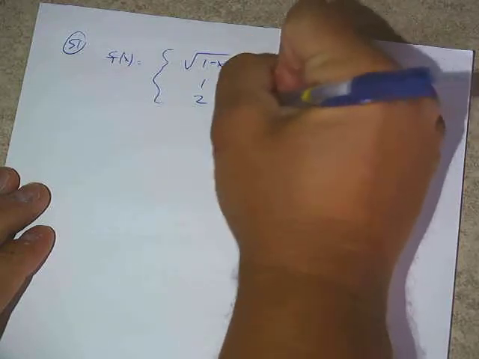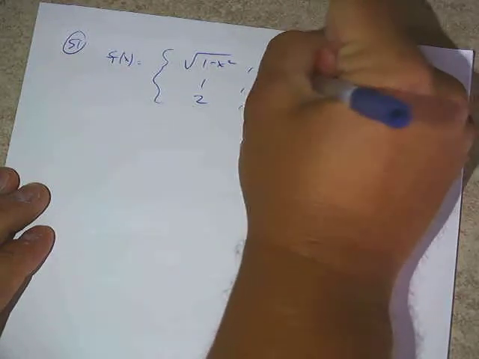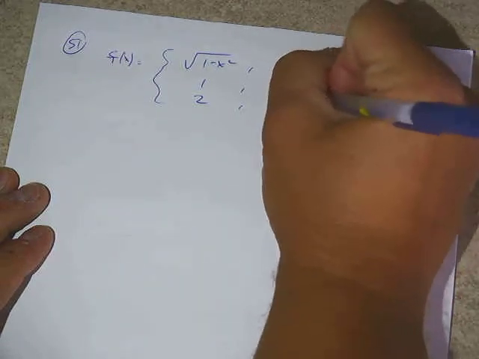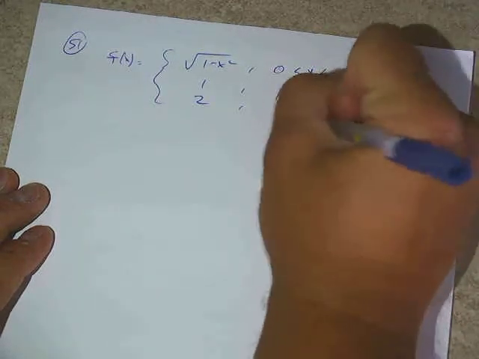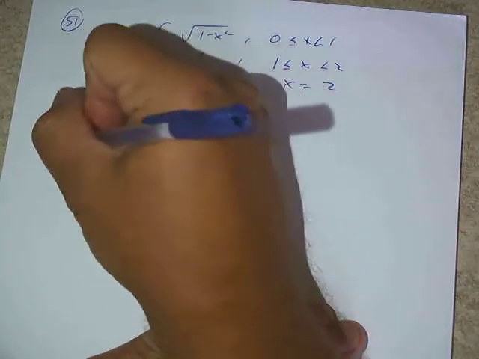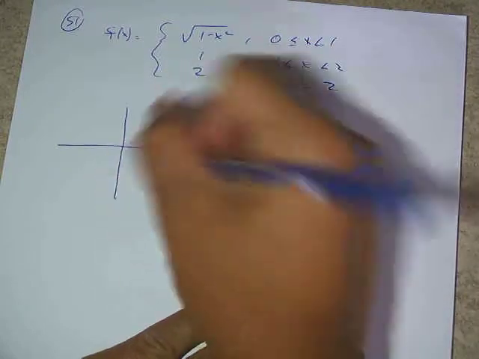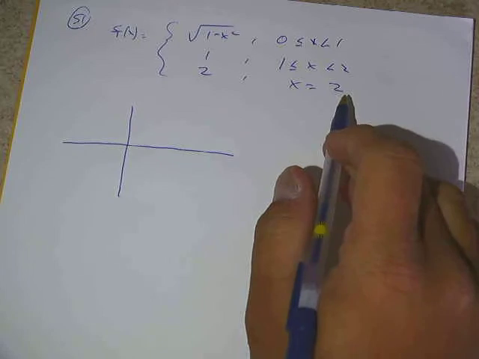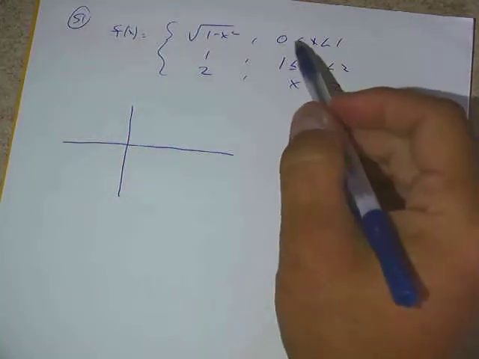51. All right, on 51 we have a piecewise function again. Three parts this time. 1 minus x squared is the first part, from 0 to 1. The second part is from 1 to 2. And it's 2 when x equals 2.